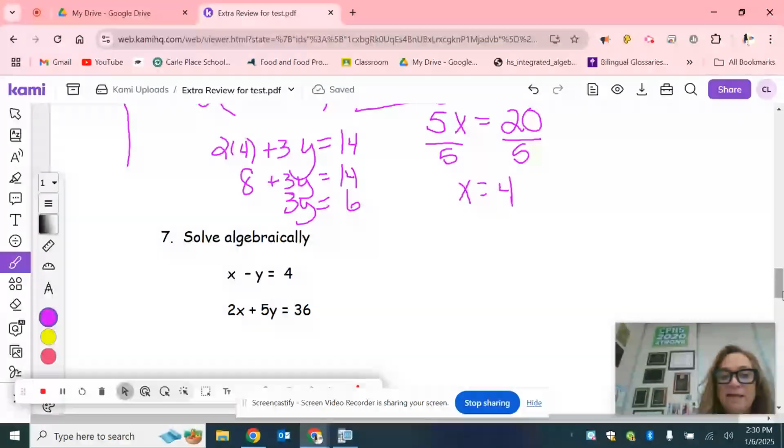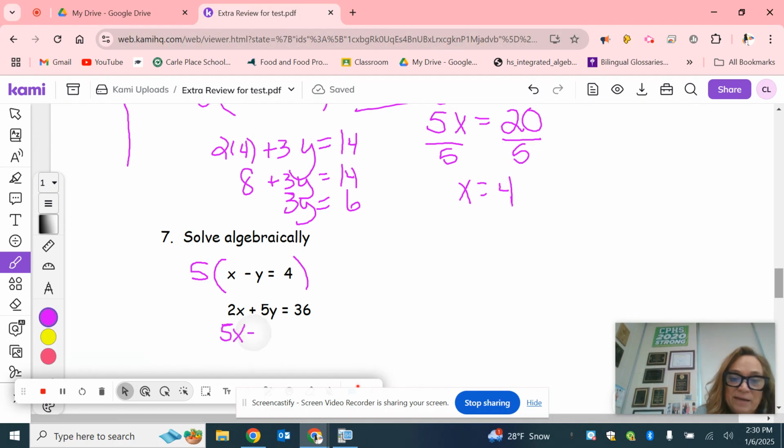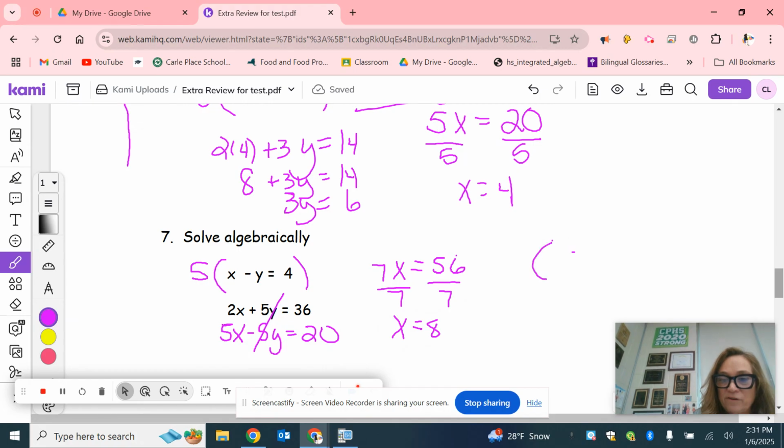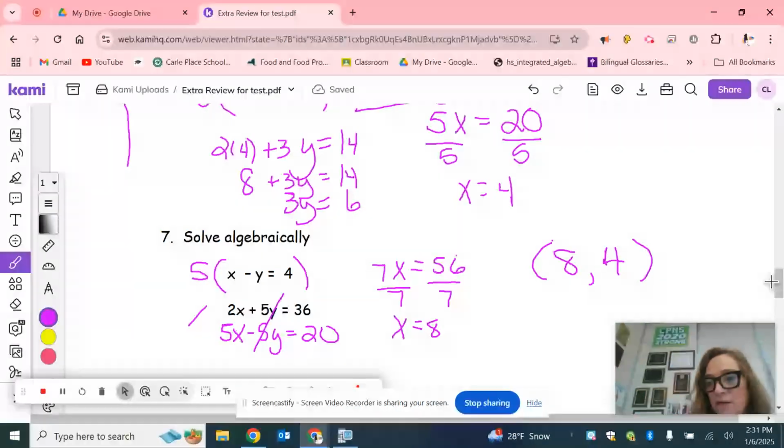All right, solve algebraically. I'm going to multiply the top one by 5. That's going to give me 5x minus 5y is equal to 20. I was going for additive inverses. That's why I did it. So that gives me 7x equals 56. Divide by 7. X equals 8. For every x, there's only one y. So this would be a 4 because 8 minus 4 is 4. And again, you can double check it by substituting it. Like 2 times 8 is 16, 5 times 4 is 20, 16 plus 20 is 36. This works. You can also graph it.